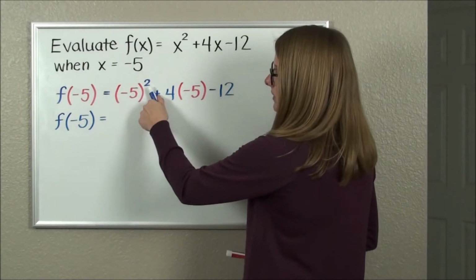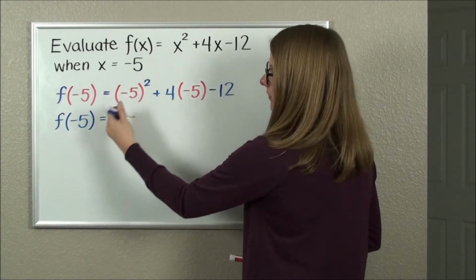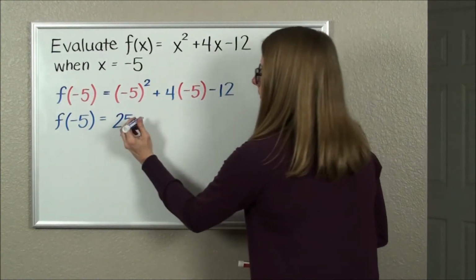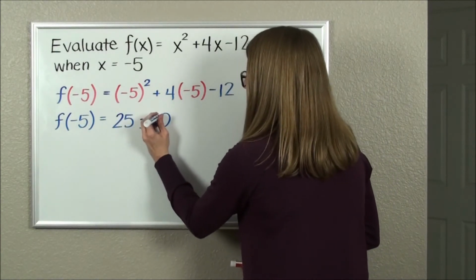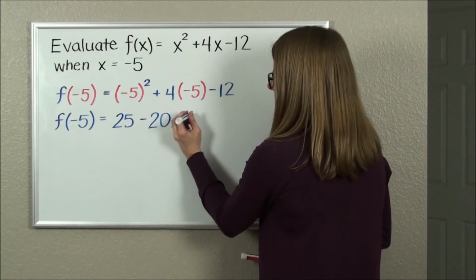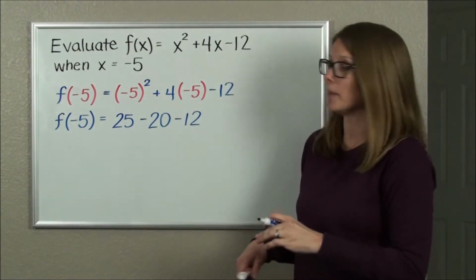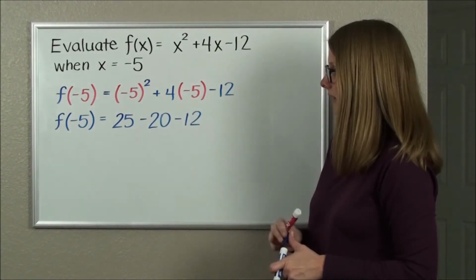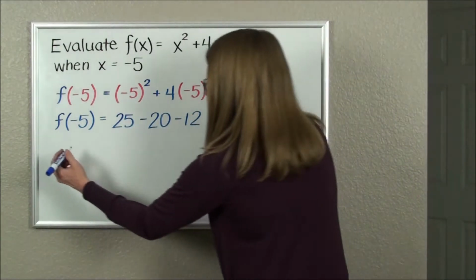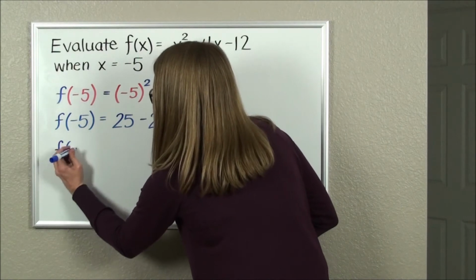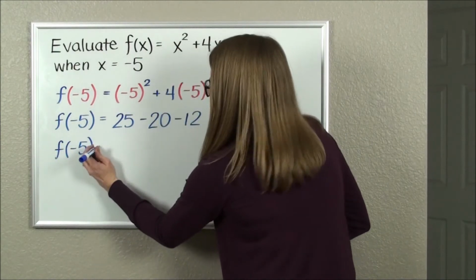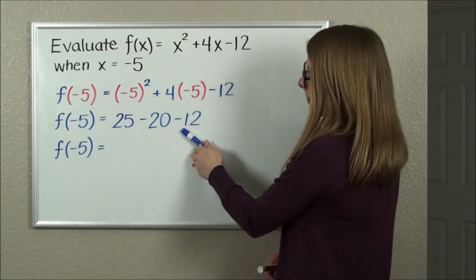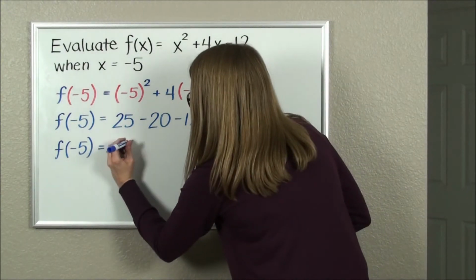So now negative 5 squared is negative 5 times negative 5, which is 25. 4 times negative 5 is negative 20, and then I have my minus 12. So I essentially just took care of all my multiplication. Negative 5 times negative 5, and 4 times negative 5. Now I've got a bunch of subtraction. I'm going to go ahead and read that from the left to the right to help me out. So 25 minus 20 would be 5. 5 minus 12 would be negative 7.